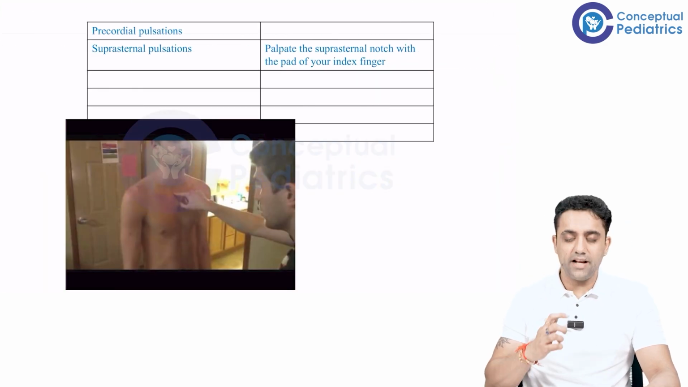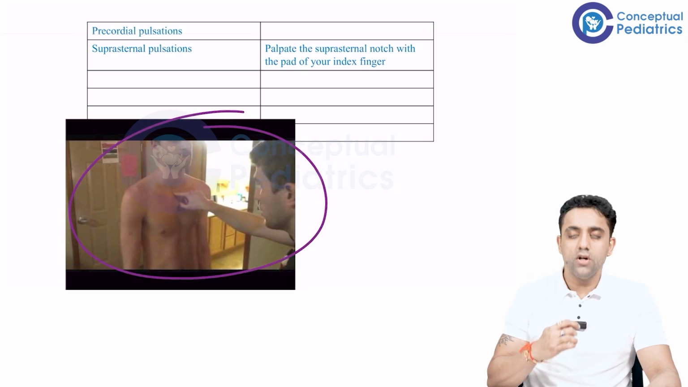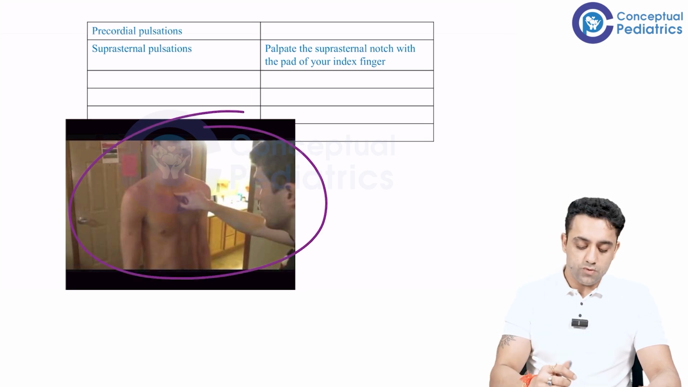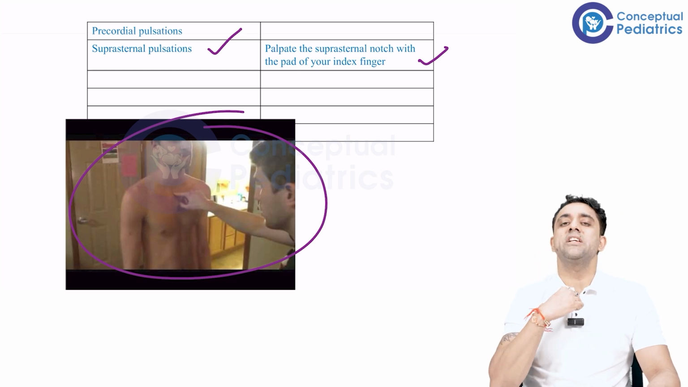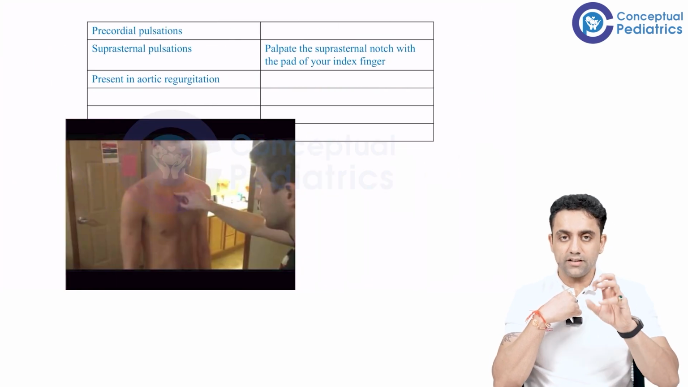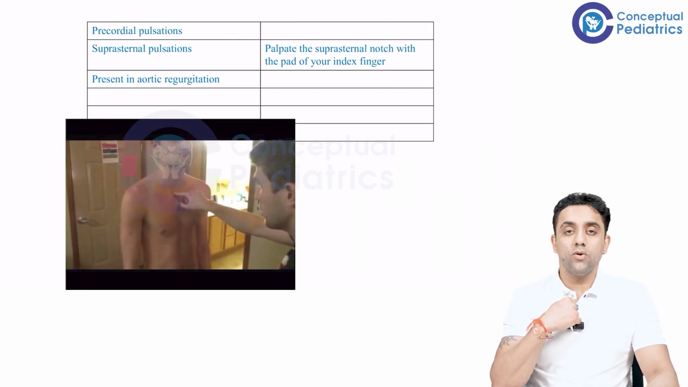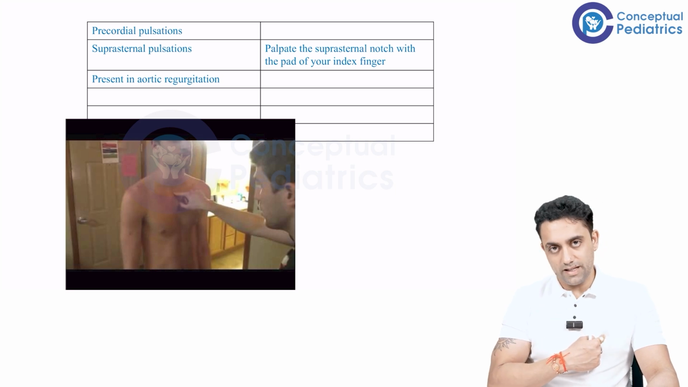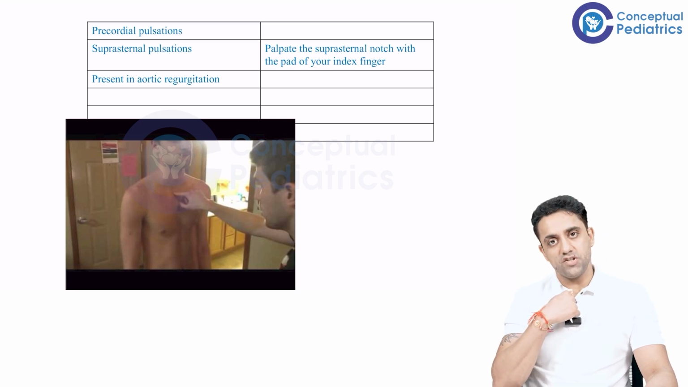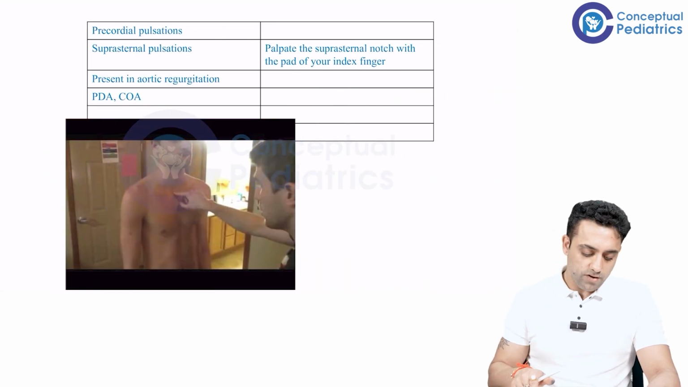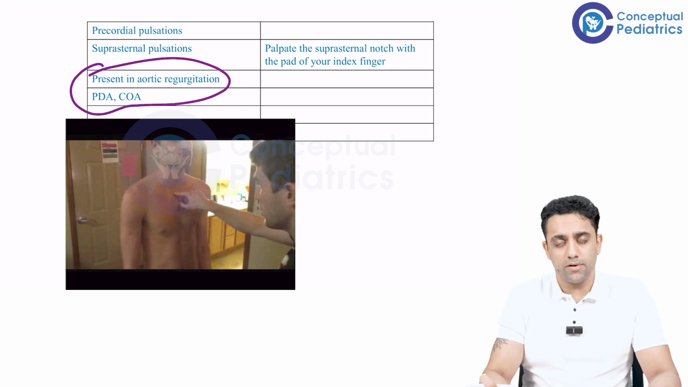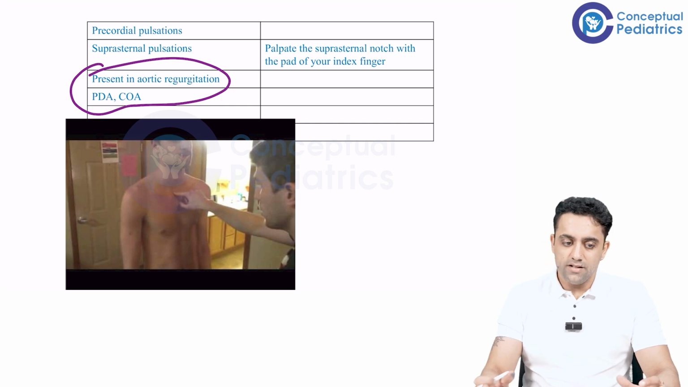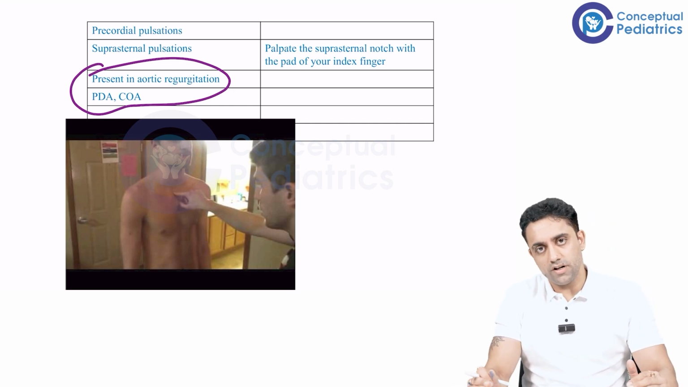The next important point is suprasternal pulsation. Number one, how do you do it, and what is the interpretation? You palpate the suprasternal notch with the pad of the index finger like that. If there is a tap and some pulsations are there, that is aortic regurgitation. So pulsations in the pulmonary area indicate pulmonary problems, and suprasternal pulsation you see in aortic regurgitation. Also patent ductus arteriosus, or basically aortic problems like coarctation of aorta and aortic regurgitation. Some things you have to cram, and some things you have to understand.